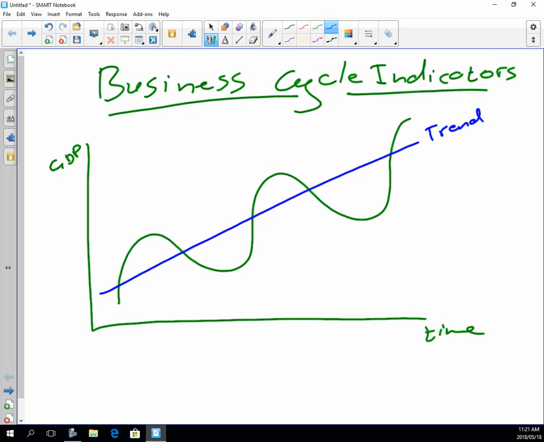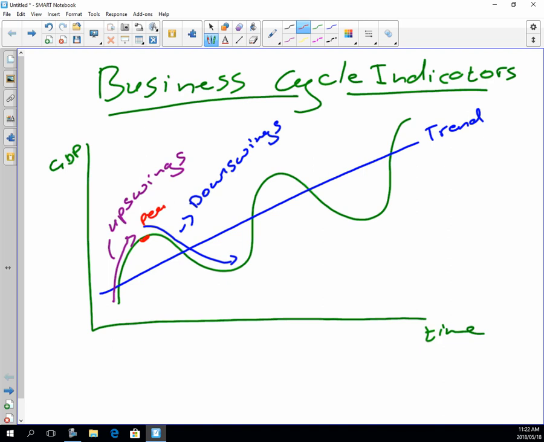Now, you should know that between the trough and a peak, you've got your upswings. Between a peak and a trough, you've got your downswings. You've got obviously your peak and your trough.